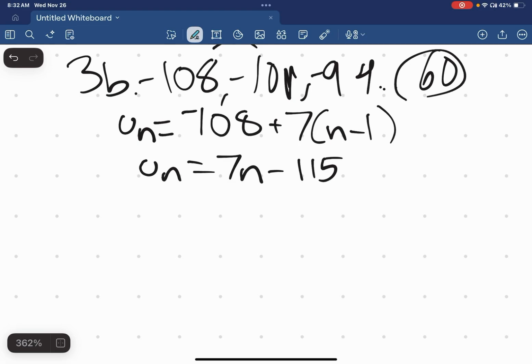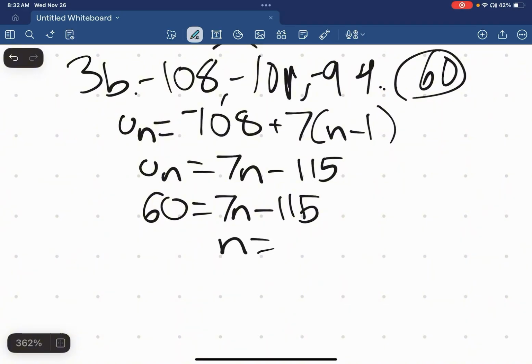Okay, now we're trying to find how many terms there are. So we take the last term, which is 60, plug that in for un, and we solve this formula. And by doing all the math, we get that n is going to be equal to 25.